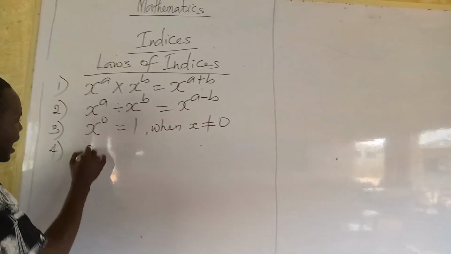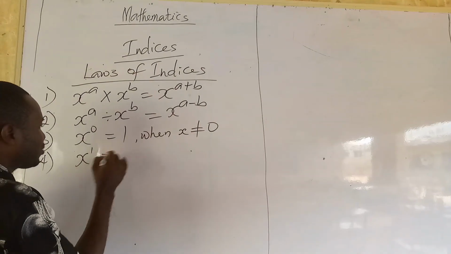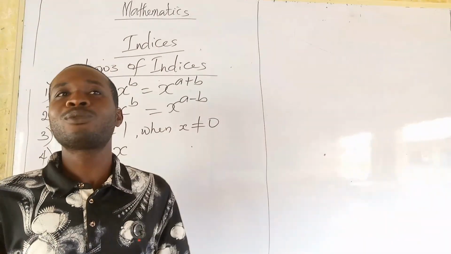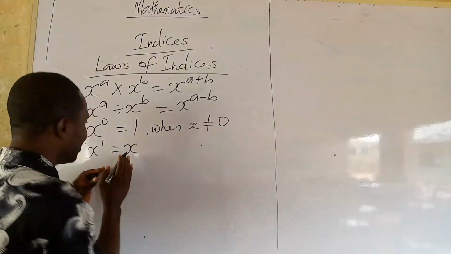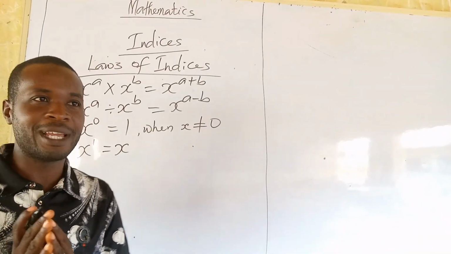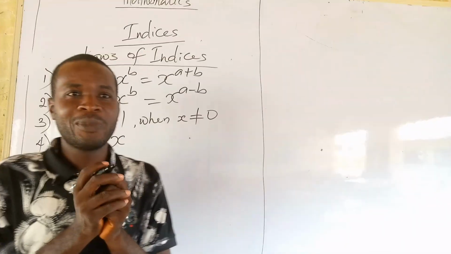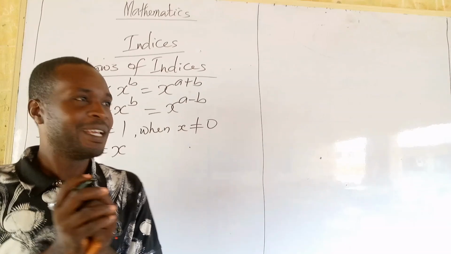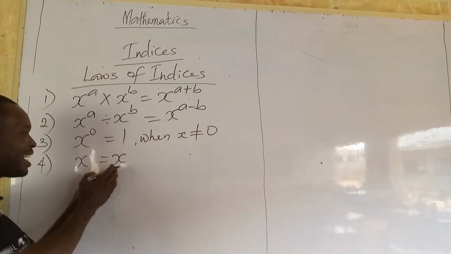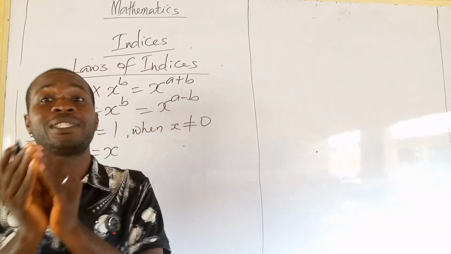Now let's move to the next one. Number 4. If I have x raised to power 1, this is basic now. x raised to power 1 is the same thing as x. Because most of the time, students tend to fall victim to this error. In elementary mathematics, you will know that anytime you write a letter, that letter is raised to power 1. That power of 1 is invisible.